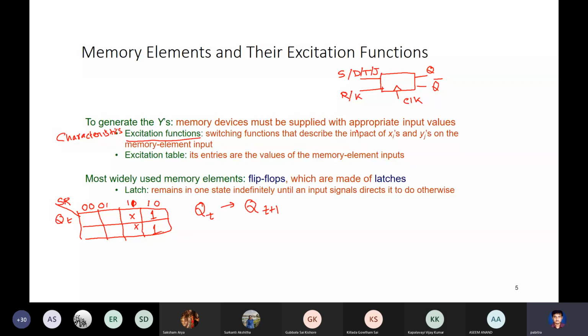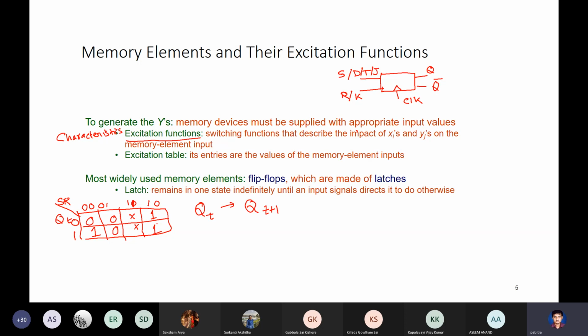And when SR is 00, then it is the same as Qt. So if Qt is 0, it is 0. If Qt is 1, it is 1. And these are 0 because if R is 1, the output is 0. And 11 is don't care, it's an invalid state. So this is the truth table.